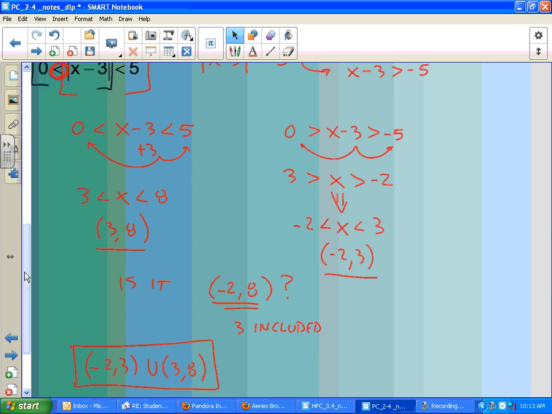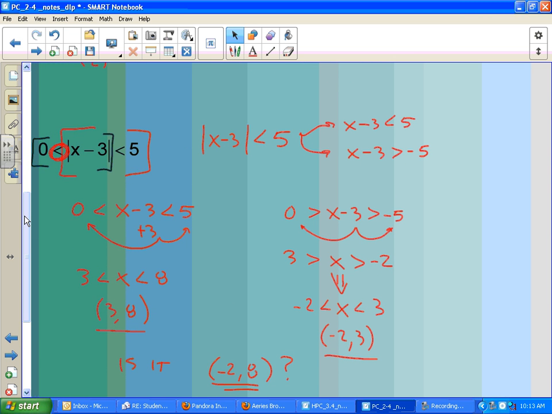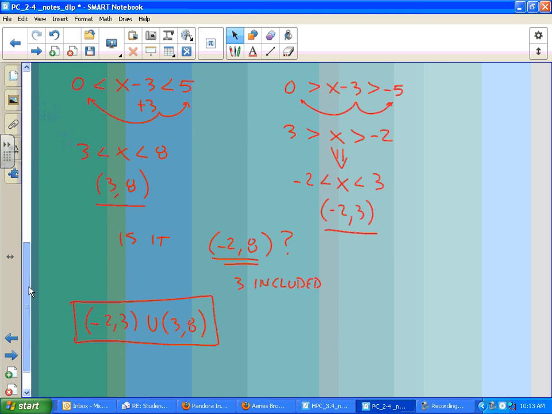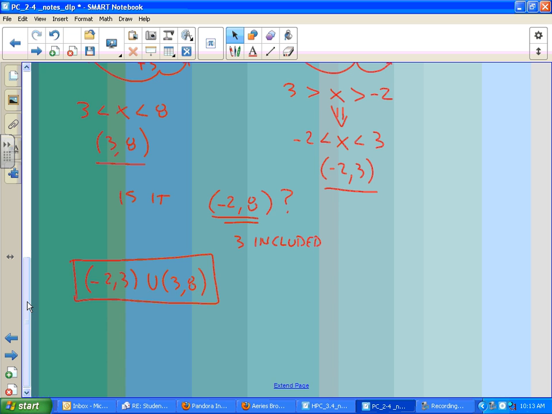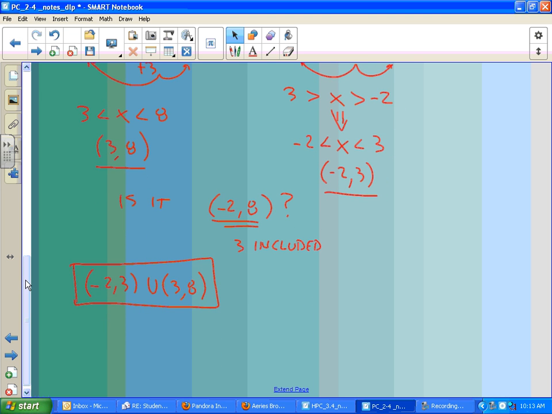If you don't like working them as a single problem as we've done here, then separate them into 4 different problems. Separate it into 0 less than x minus 3, 0 greater than x minus 3, and then x minus 3 less than 5, x minus 3 greater than negative 5. Work all 4 of them separately and then stick them back together. This is an AND problem. So here we have an AND problem using a union symbol, and that's only because I can't be equal to 3. So I have to make sure I indicate that I have a break with that problem.